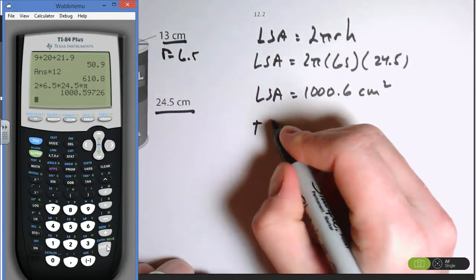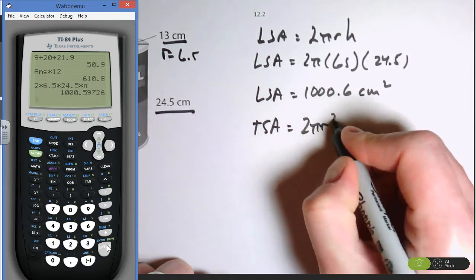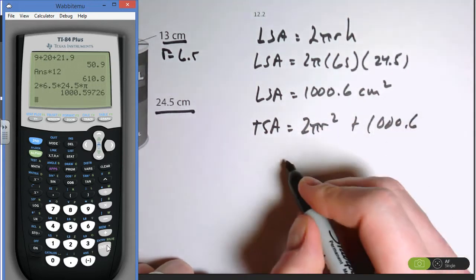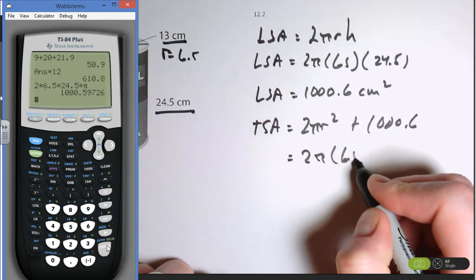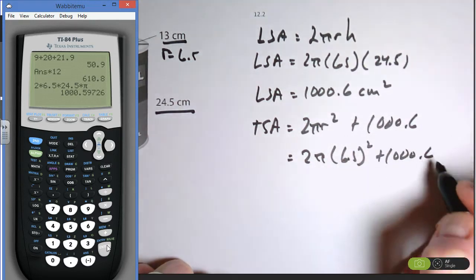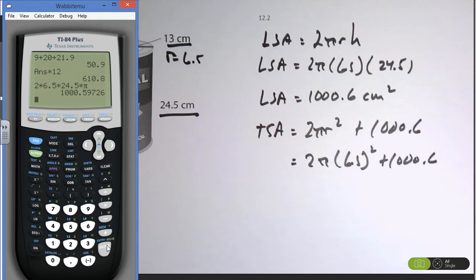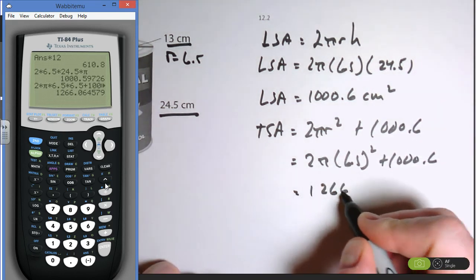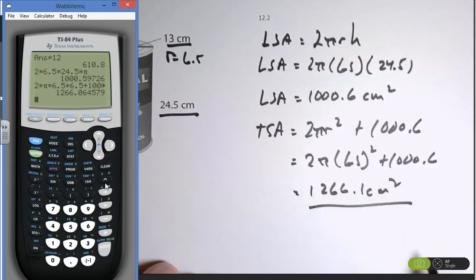Now for the total surface area, it's just 2 pi r squared plus that 1000.6. So 2 times pi times 6.5 times 6.5 plus 1000.6. That gets 1266.1 centimeters squared.